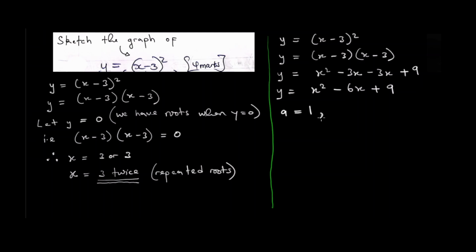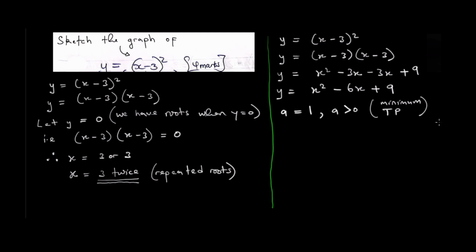Since a is equal to 1, a is greater than 0, so we have a minimum turning point. We know that we have a minimum turning point. We also know that we have repeated roots, x is equals to 3.